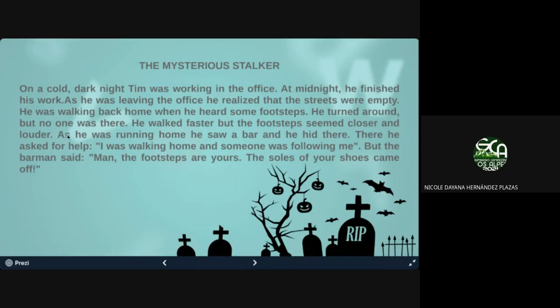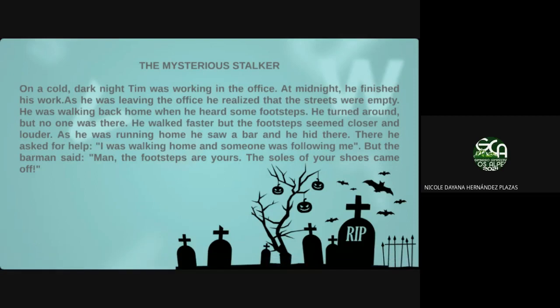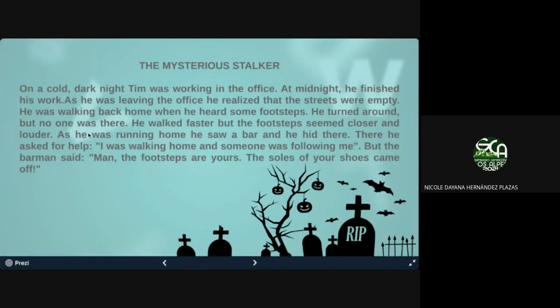Look at this. As he was running home, he saw a bar and he hid there. What are you using there? Simple or continuous? Who can tell me? Okay, Sophie is saying continuous. Something else? You are using both, babies. Están usando los dos. How do you know? As he was running home, the first part, as Sophie was saying, it is in continuous, but as he was doing this, he saw something.